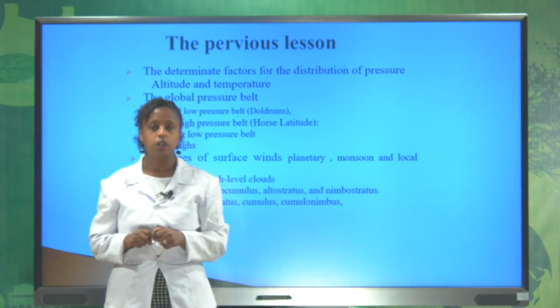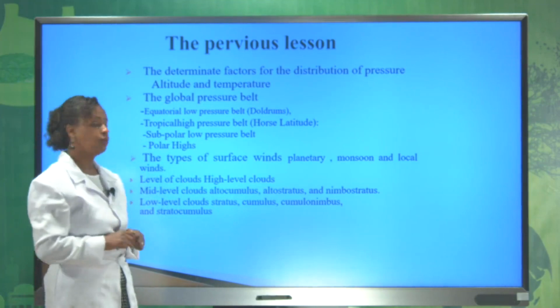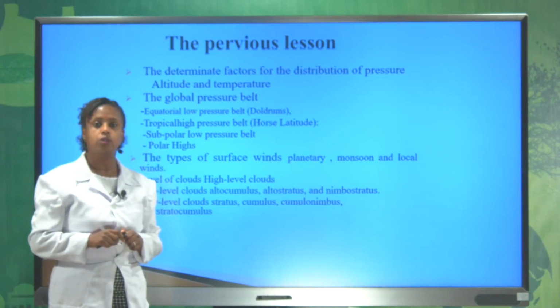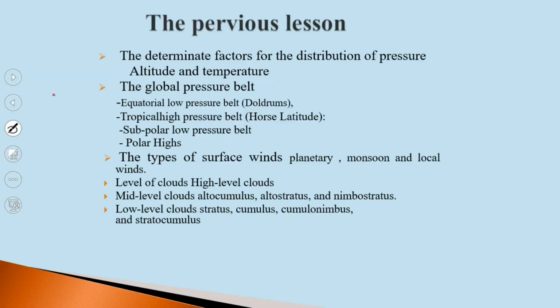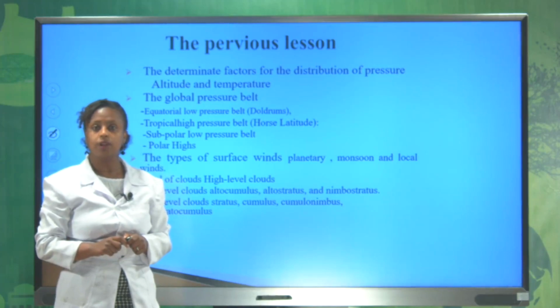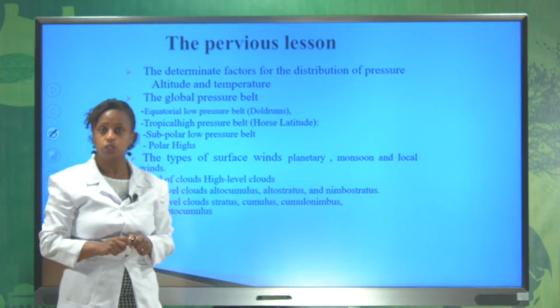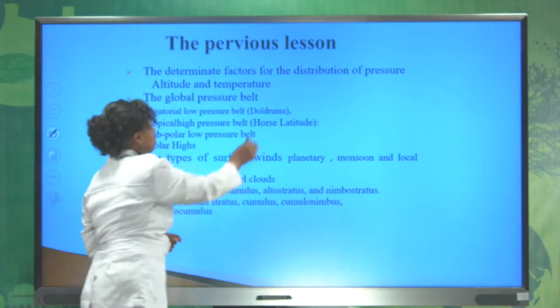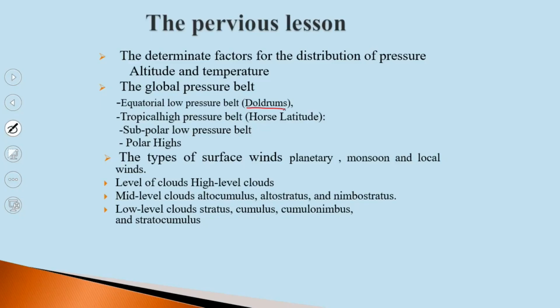We have seen also the global pressure belt regions of the world. For instance, the equatorial low pressure belt or the doldrum region. These regions are located 5 degrees north and south. The tropical high pressure belt or the horse latitude regions are located between 30 up to 35 degrees north and south. In this region, there is high pressure because pressure depends on the rotation and the movement of air. Wind blowing from the doldrum or the equatorial low pressure belt rises and accumulates here in the tropical high pressure or the horse latitude regions.